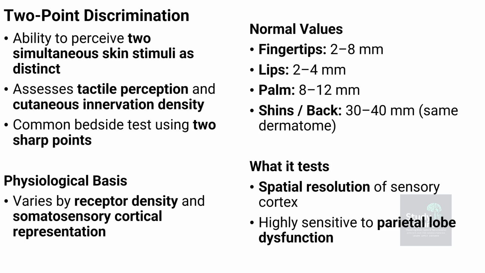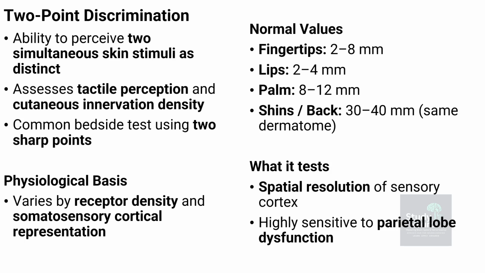Two-point discrimination looks at how well the brain can separate closely spaced touch stimuli. It's not just a test of the skin. It reflects how densely an area is innervated and how much space it occupies in the sensory cortex. During the exam, 2 points are applied to the skin at the same time, and the patient is simply asked whether they feel 1 point or 2. The distance between the points is gradually reduced until the patient can no longer reliably tell them apart.